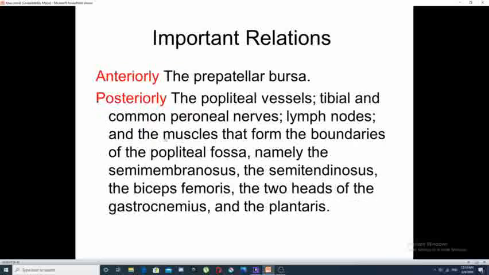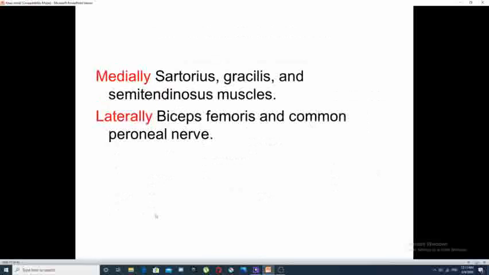Important relations of the knee joint: anteriorly, the prepatellar bursa; posteriorly, the popliteal vessels, tibial and common peroneal nerves, lymph nodes, and the muscles that form the boundaries of the popliteal fossa, which are the semimembranosus, semitendinosus, biceps femoris, two heads of gastrocnemius, and plantaris muscle. Medial relations: sartorius, gracilis, and semitendinosus muscles. Lateral relations: biceps femoris and common peroneal nerve.